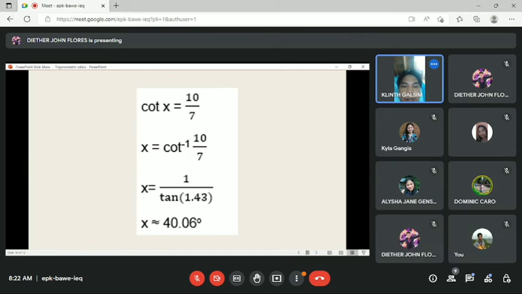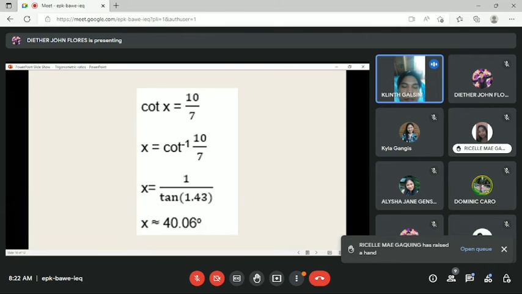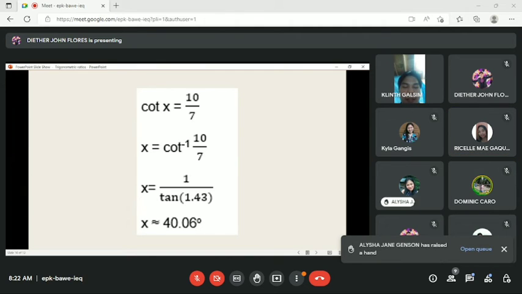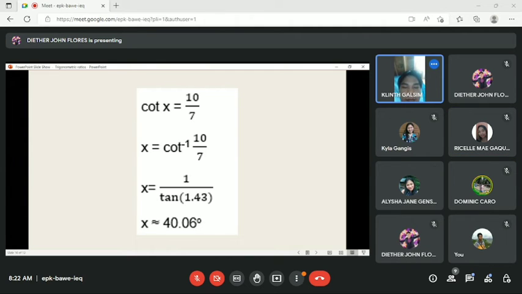So another one. Yes, Miss Rice. Cosine B is equal to adjacent over hypotenuse, sir. Okay. Very good. So another one. Yes, Miss Alicia. Tangent B is equal to opposite over adjacent, sir. Okay. So another one.